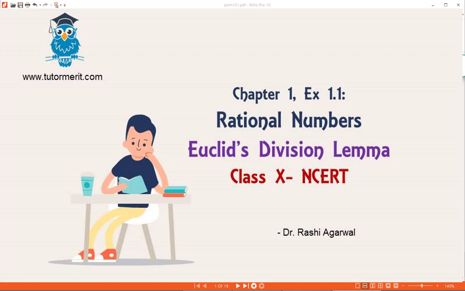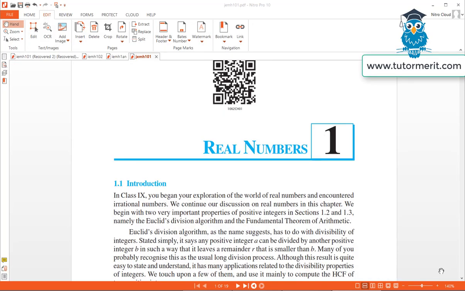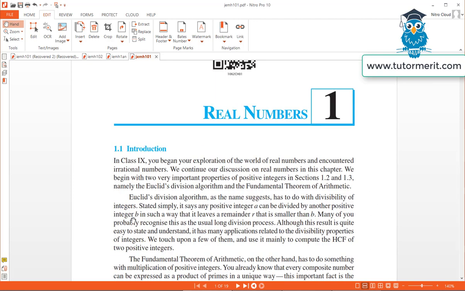Hello class 10 students. Today I will discuss the first chapter in your NCERT book of mathematics of class 10, real numbers. In this lecture I will talk specifically about the Euclid's division algorithm. So if you look at the Euclid's algorithm, it simply tells you about the division. So it has to do with the divisibility of integers.